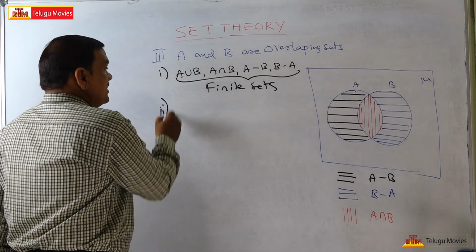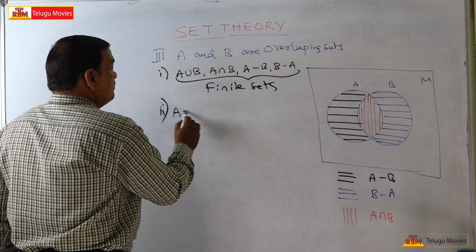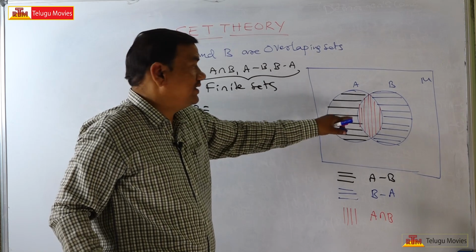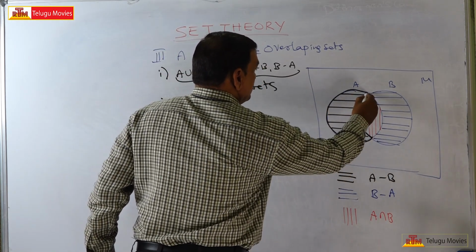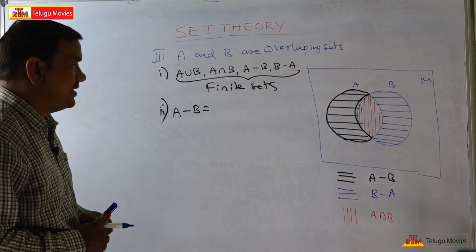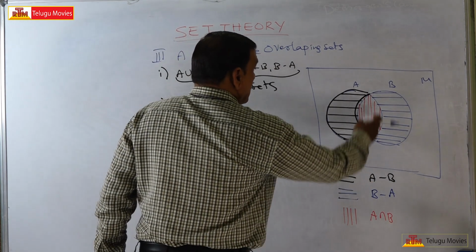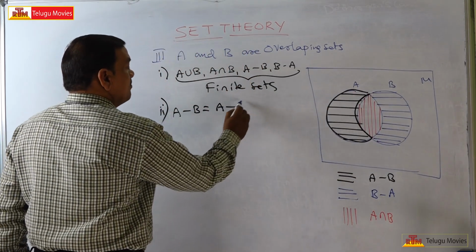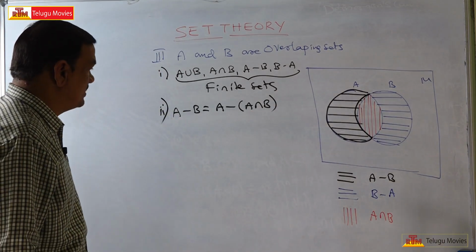The second one is, if you observe A minus B, how can you write down A minus B? A minus B means this part, the black part. So see, different ways. From A you have to subtract the common part, A intersection B. That means A minus of A intersection B.